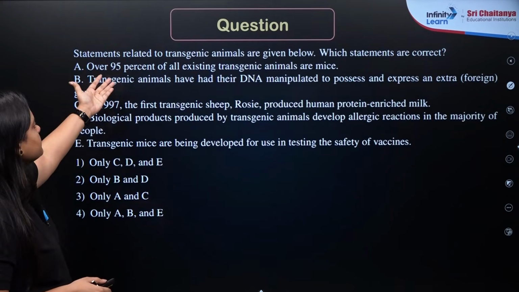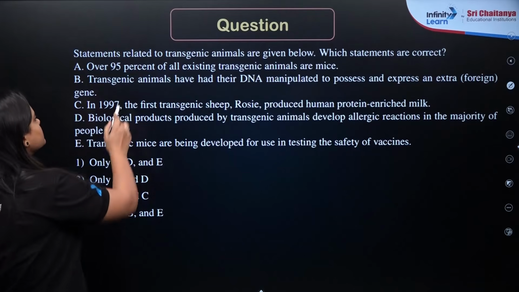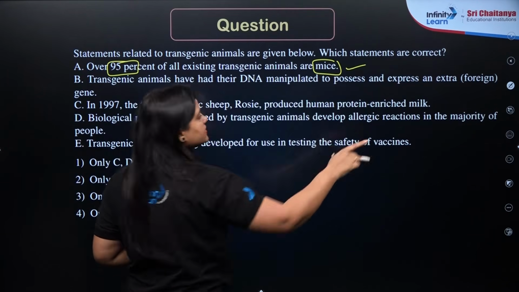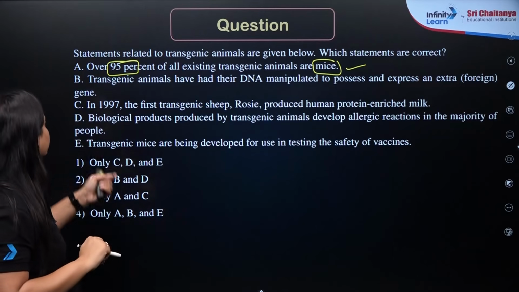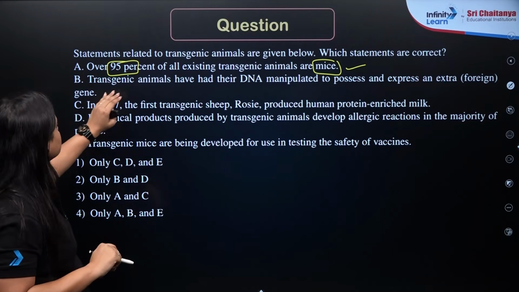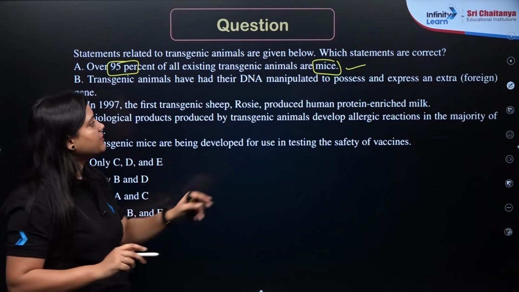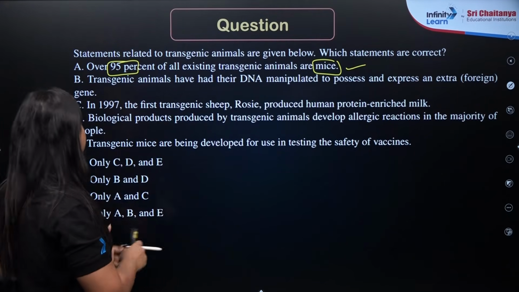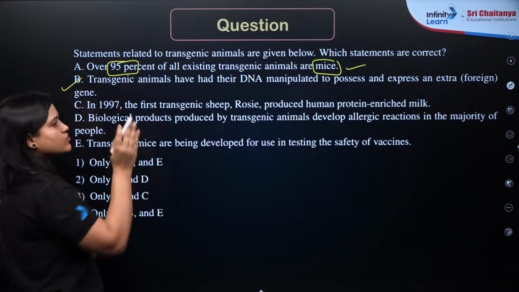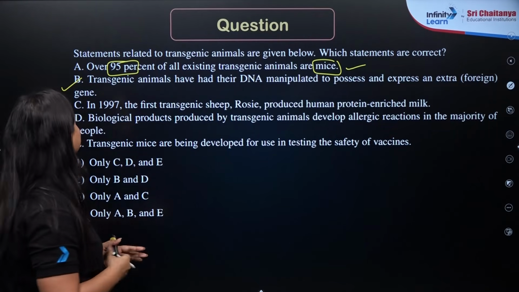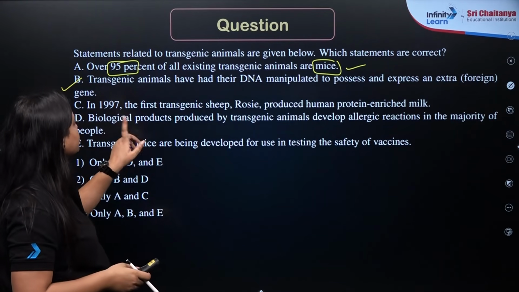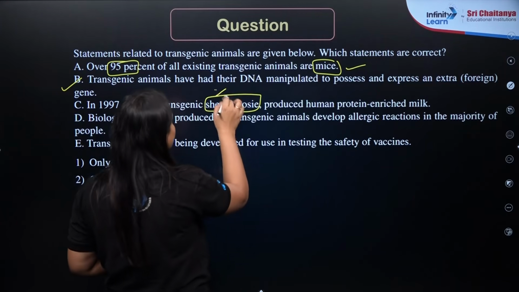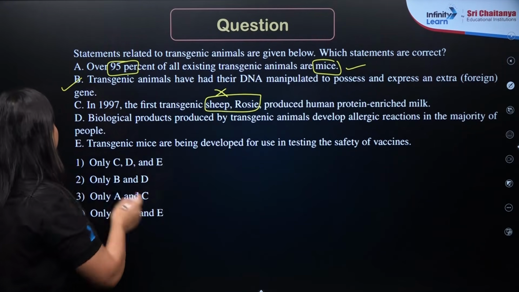Over 95% of all existing transgenic animals are mice. So that is the correct data, right? Transgenic animals have had their DNA manipulated to possess and express an extra foreign gene. Yeah, that's why we are calling them transgenic animals. In 1997, the first transgenic sheep, Rosie. So Rosie was a cow and not sheep. So this is wrong.